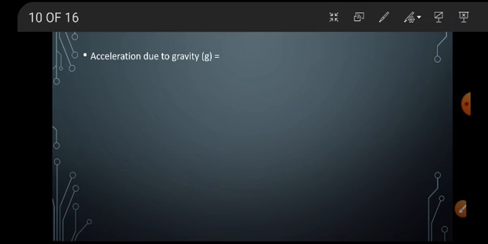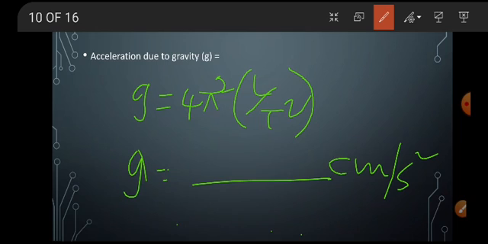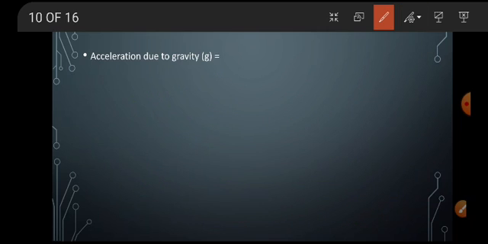So from this formula, as you know all the values, substituting this L by T square, you will get the g value in centimeter per second square, or you can convert it into meter per second square. This is the acceleration due to gravity you are getting from this experiment.